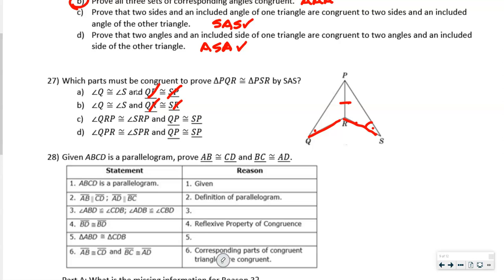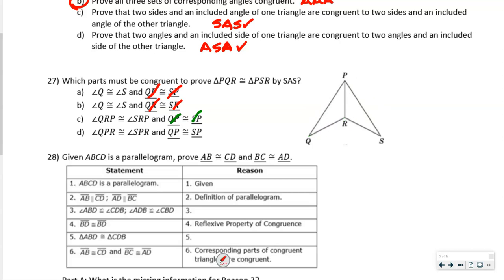The next one says, and I'm going to erase what I had on here just so we can keep going. QRP, so that's that angle and this angle, okay? And then it says QP, okay, so this would be side angle again, so this is not going to work either, okay? So let's look at this last one. Hopefully it works. We'll see.